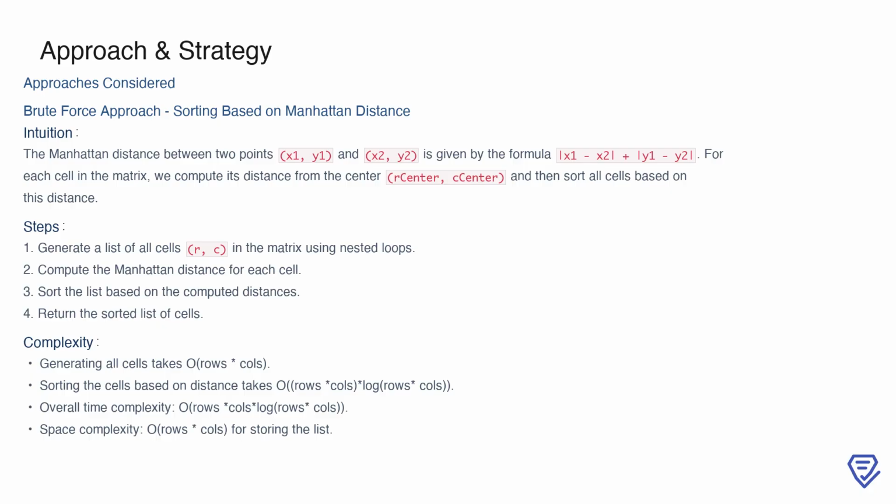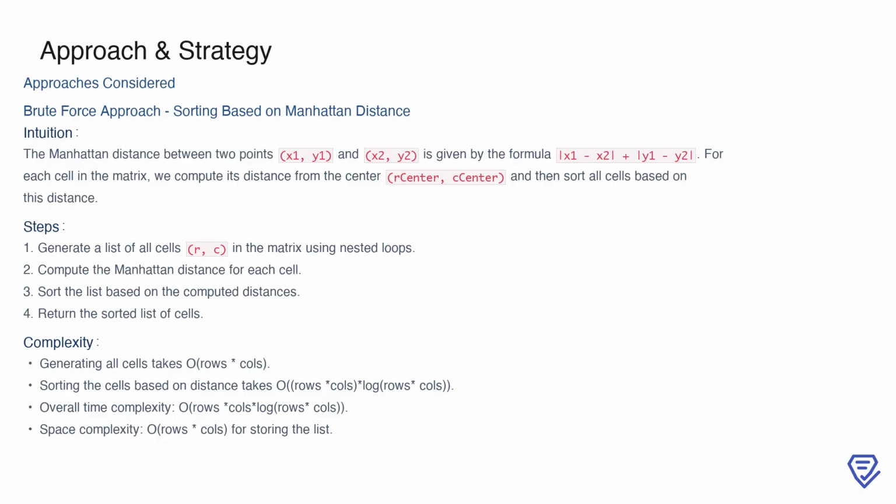The Manhattan distance is calculated using the formula |x1 - x2| + |y1 - y2|, which gives us the total number of moves needed to go from one cell to another in a grid-like structure. Here, we start by generating a list of all cells in the matrix using nested loops. Once we have all the cells, we compute the Manhattan distance for each one relative to the center point, R center, C center. After calculating these distances, we sort the list of cells based on their distances. Finally, this sorted list is returned as the result.